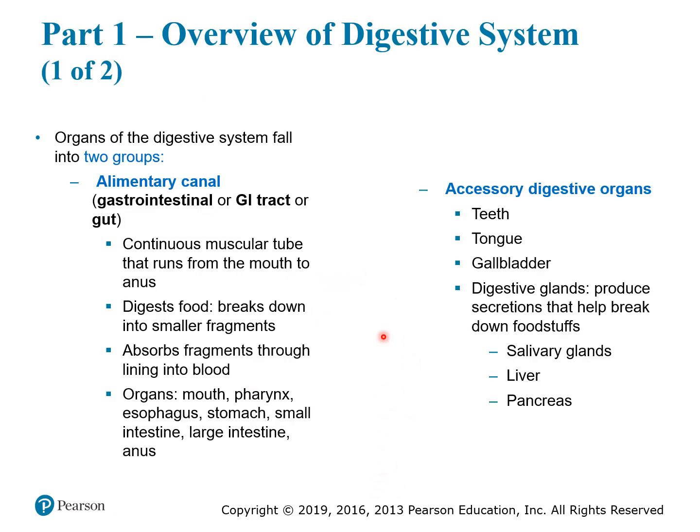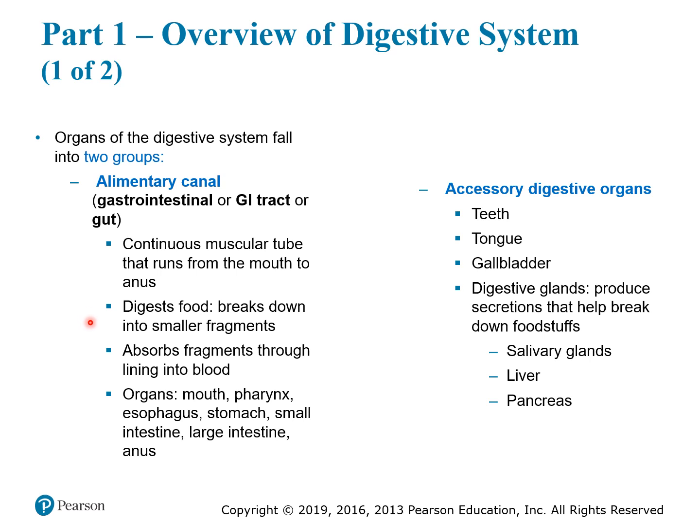Organs of the digestive system fall into two groups. We have the primary organ, which is the alimentary canal. It is also known as the gastrointestinal tract, or GI tract, or gut. It is a continuous muscular tube that runs from the mouth to the anus, and this is the primary organ that digests the food. And what does digestion mean?